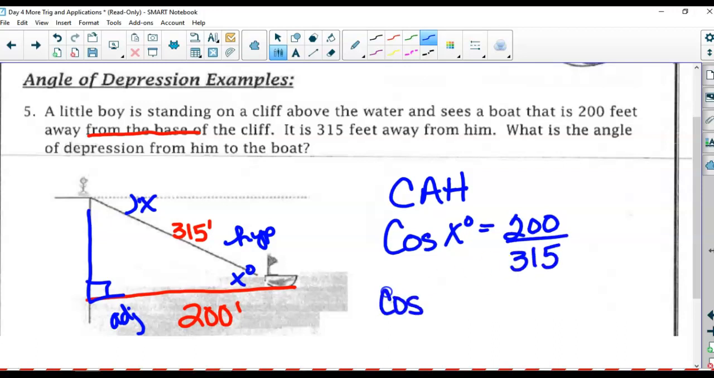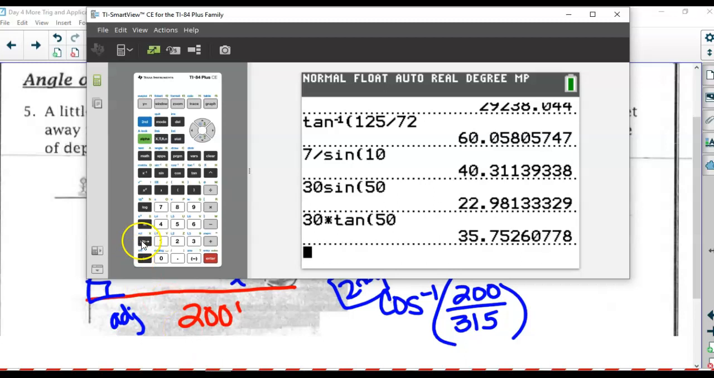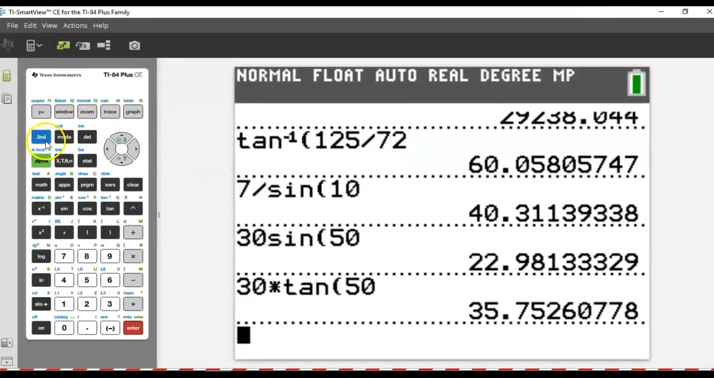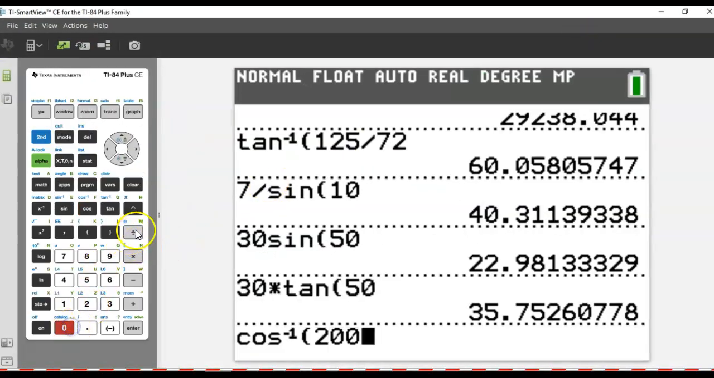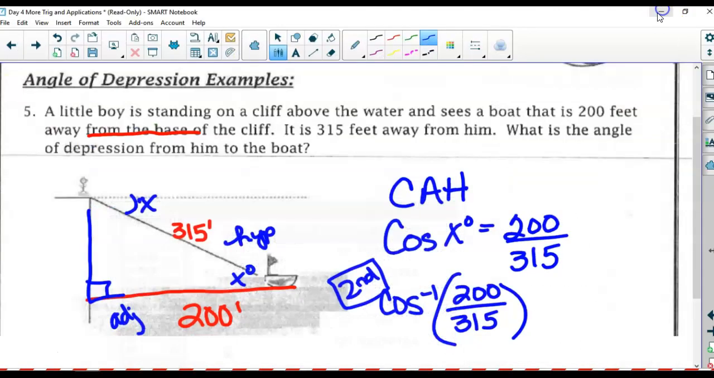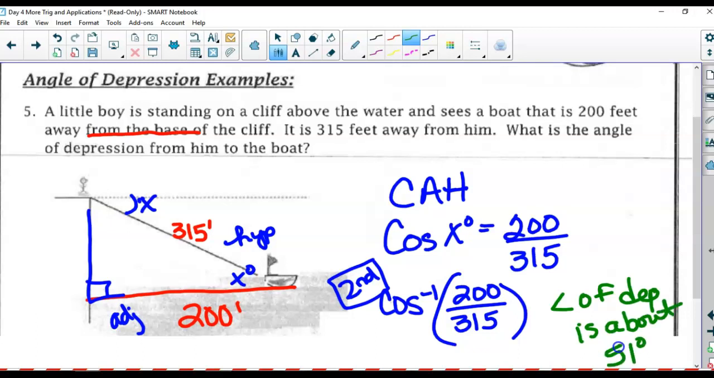So when we're looking for an angle, that's when we do that second thing. 200 over 315. Again, maybe I can make this bigger so you can see it. Second cosine. All right, and then I always forget the numbers. It was 200 over 315. So I have 50.6 degrees. Angle of depression is about 51 degrees. 50.6 is fine, I just rounded. All right, one more question.